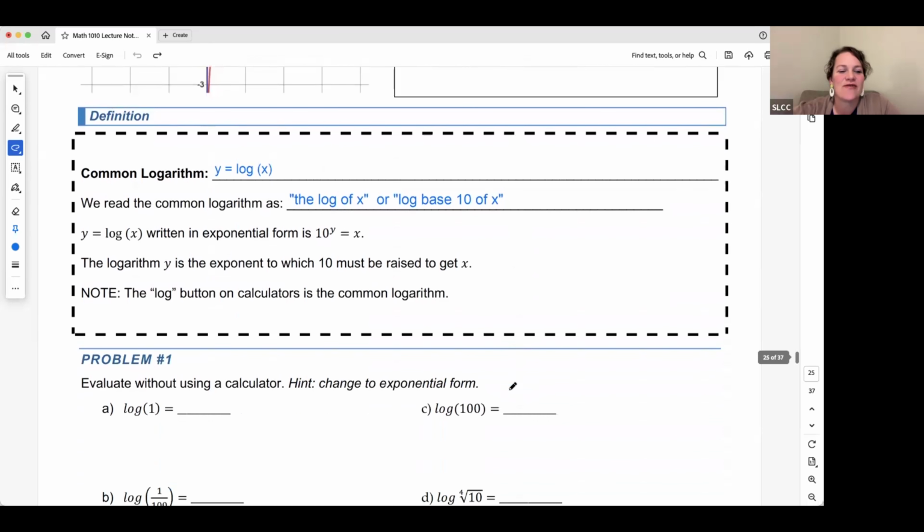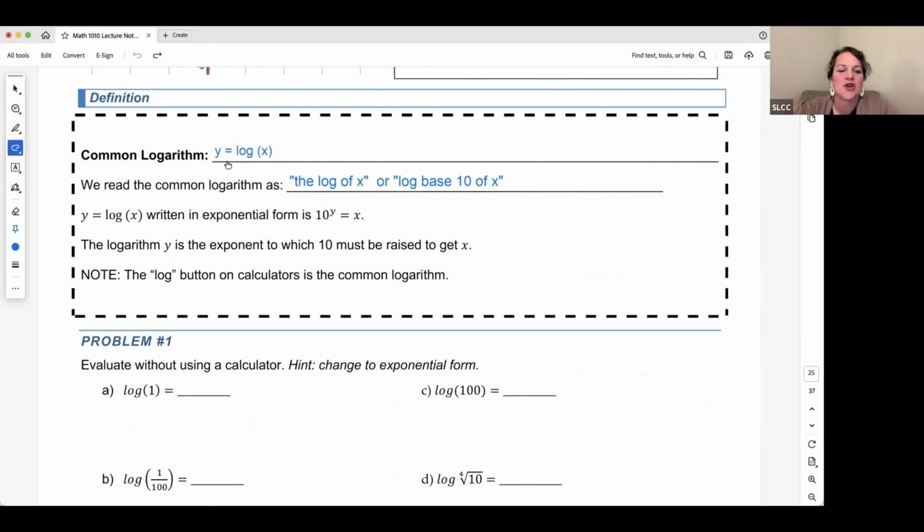Let's look at the definition of the common log. So y equals log of x, or log base 10 of x is called the common log. What base do we use in our calculator? What base do we think in? 10 fingers, 10 toes. We think in base 10. What is our number system? All the place values? Base 10. So when we use our calculator, if I just punch log of x, that means we're using base 10. It's called the common logarithm because that's what's common to us.